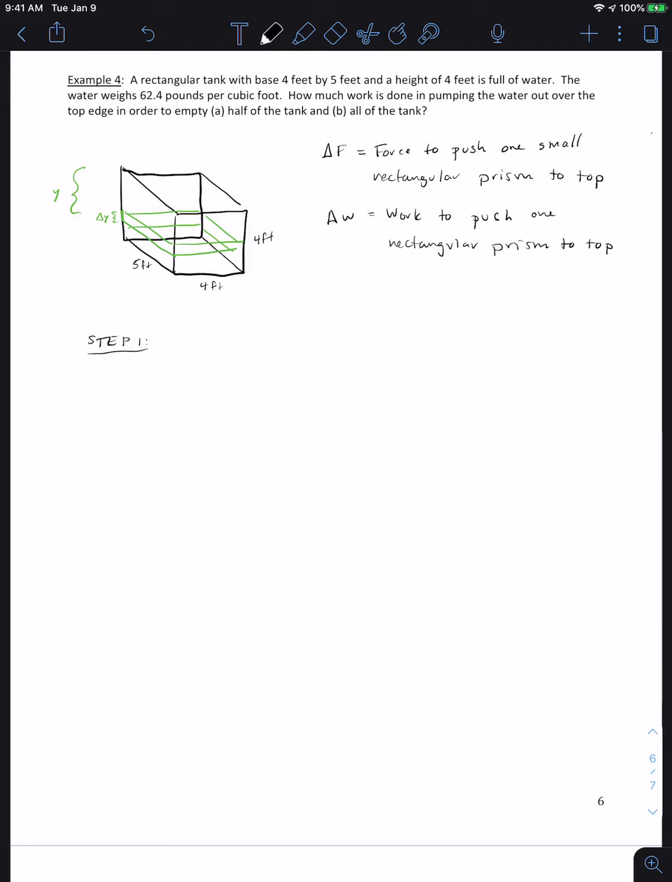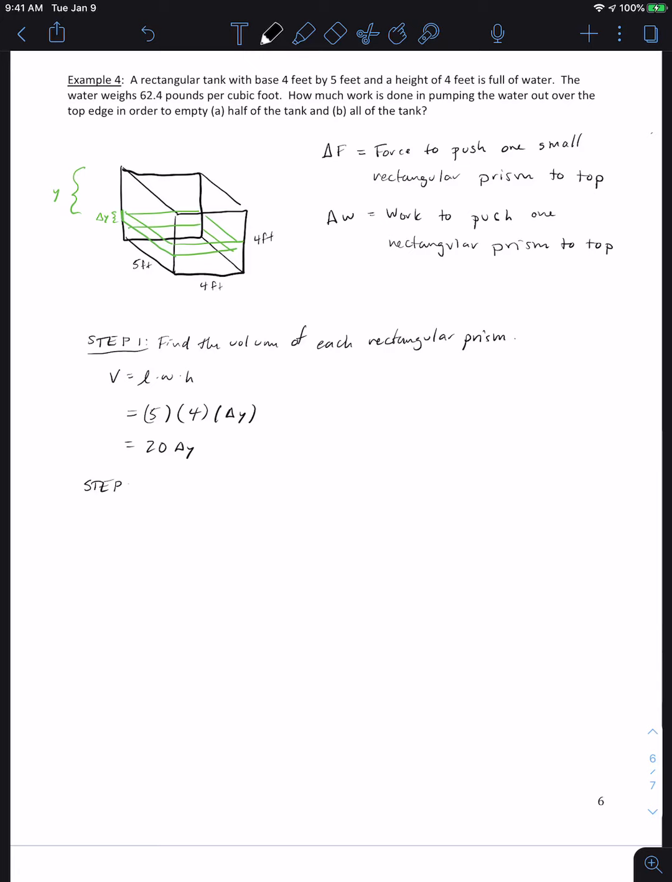So step 1, we need to find the volume of each rectangular prism. So each rectangular prism is a rectangle, so volume is equal to length times width times height. In our case, what is the length of each one of those? The length is going to be 5. The width is going to be 4. And then the height is going to be delta y. All right, so it's going to be 20 delta y. It's going to be our volume.